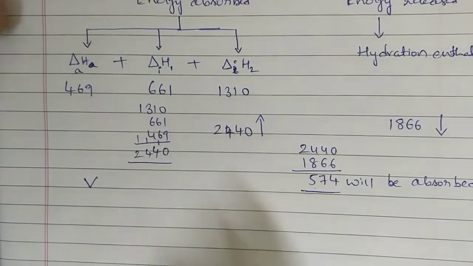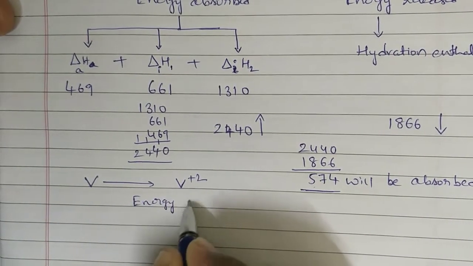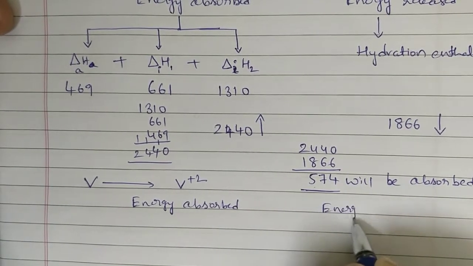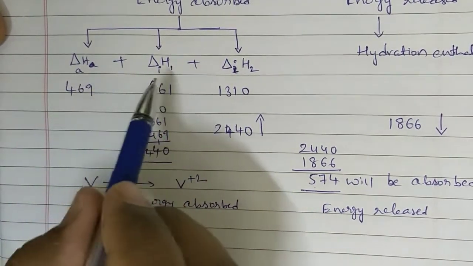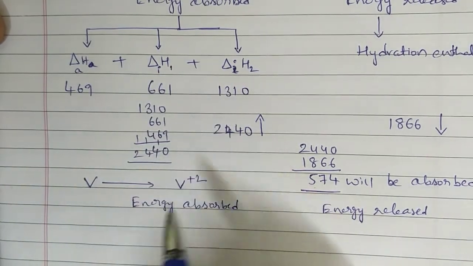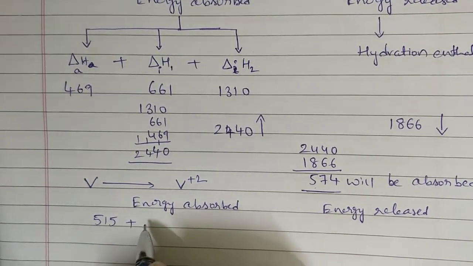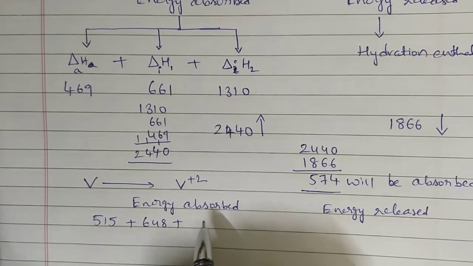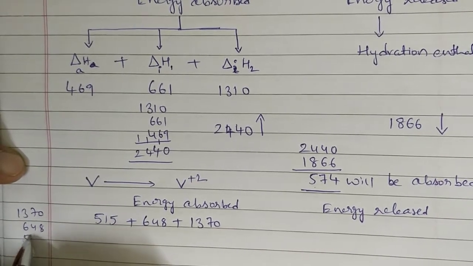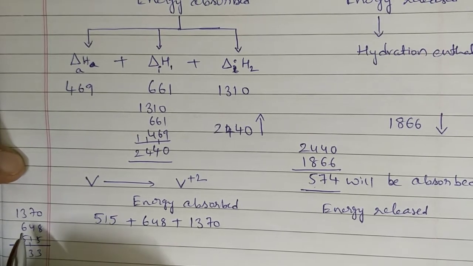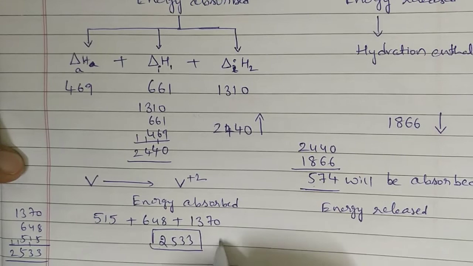Now let us consider vanadium. Vanadium is going to be converted to V plus 2. At that time also, there is energy absorbed and energy released. Previously I wrote clearly the three energies absorbed: enthalpy of atomization, first ionization enthalpy, second ionization enthalpy. The enthalpy of atomization for vanadium is 515, the first ionization enthalpy is 648, and the second ionization enthalpy is 1370. Add these three: 2533 kilojoules per mole of energy is absorbed.